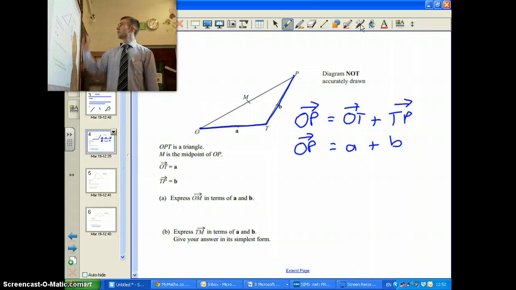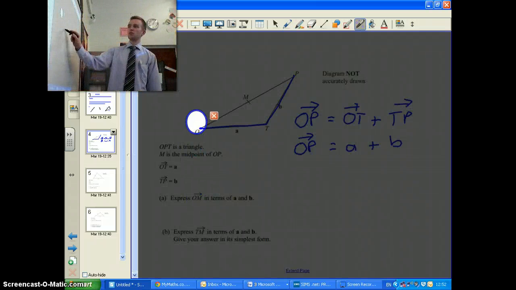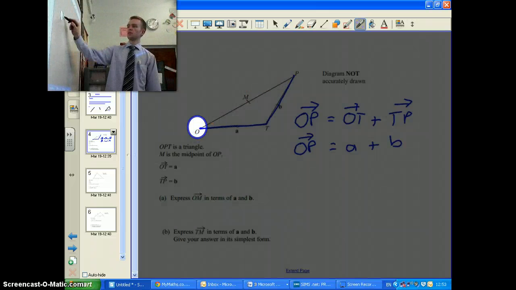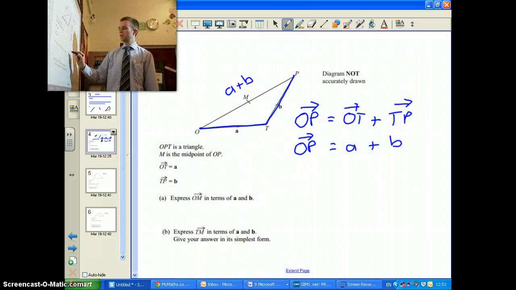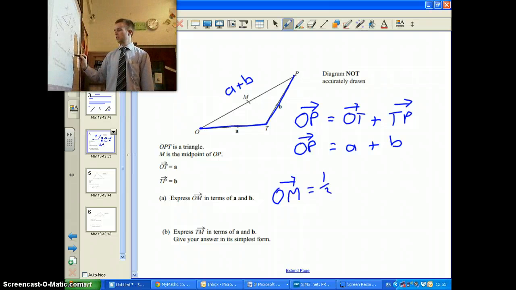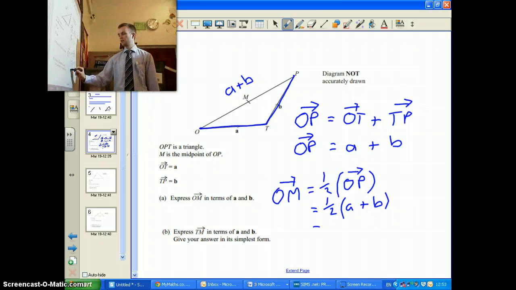But next up, we're not looking for O to P, we're looking for O to M. Hopefully you can see that O to M is half the distance of O to P. So if we're told that O to P is A plus B, then that means that O to M must be half of O to P. Which means it is a half of A plus B, and you can leave it like that, or you can expand it and say it's a half of A plus a half of B.